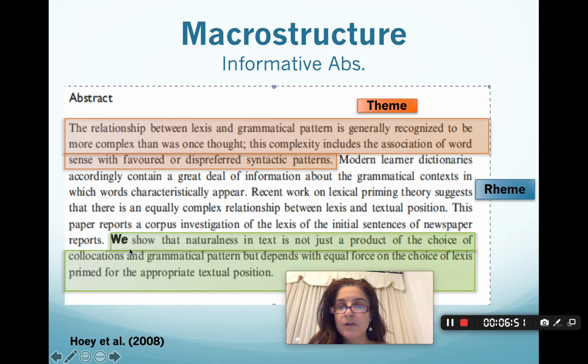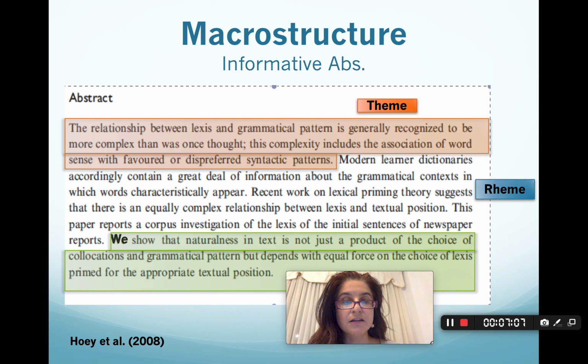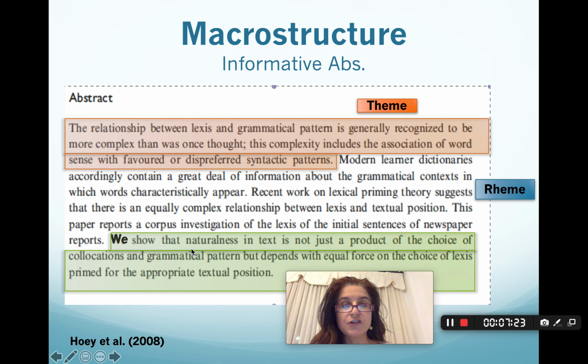And at the end, we show the naturalness in text is not just a product of the choice of collocations and grammatical pattern, but depends with equal force on the choice of lexis, primed from the appropriate textual position. If you see, those are the results, the conclusions of the article. So if we take a look back at that, this is an informative abstract because we have a summary of the topic, a summary of the methodology, and then a summary of the results and the discussion. So it follows the structure of a typical IMRD article.